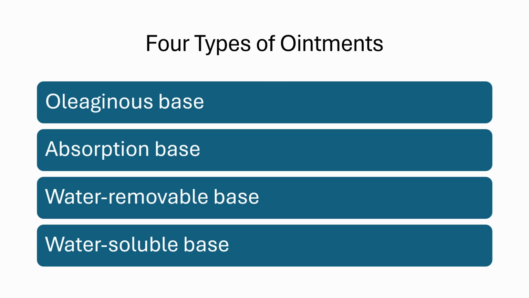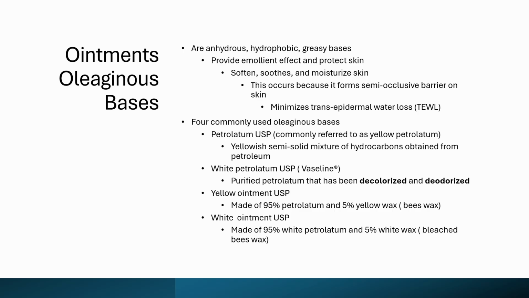Ointments are categorized by the type of base, so these can be either an oleaginous base, an absorption base, a water removable base, or a water-soluble base. Oleaginous bases are anhydrous, they're hydrophobic, and they're greasy. They provide an emollient effect that protects the skin.